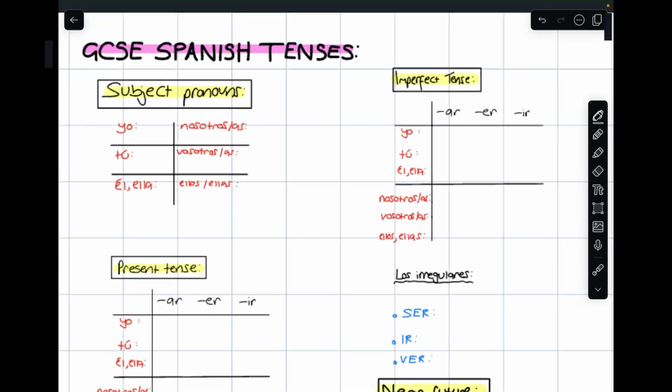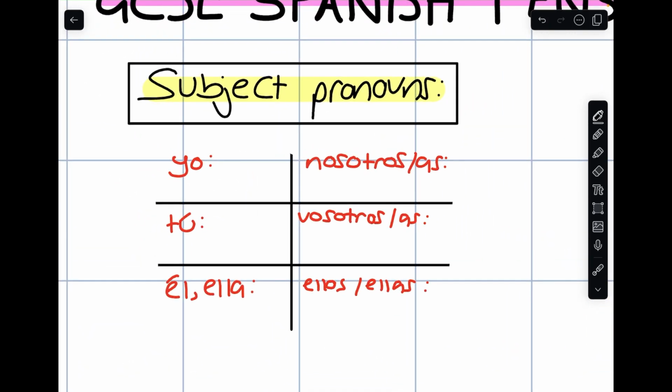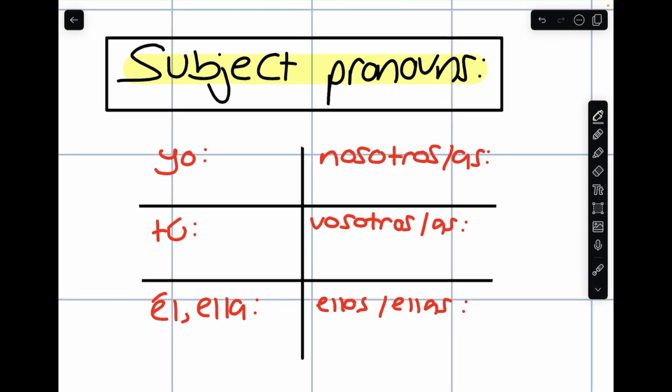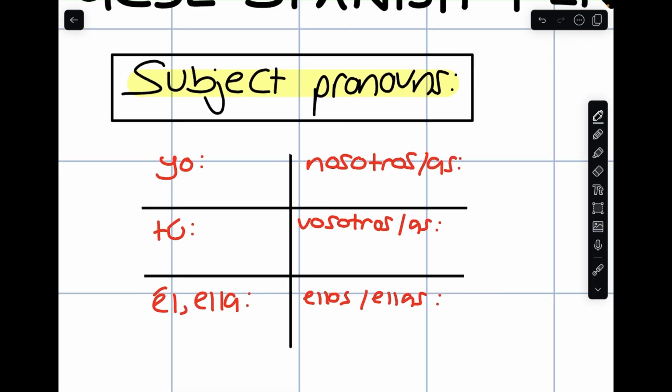Vamos. Firstly, we're going to start off with subject pronouns. Now, subject pronouns are the small words in sentences like I, you, he, she, it, etc. So in Spanish, we have 6 key categories of subject pronouns shown in this table here. And we're going to go through and fill this in.